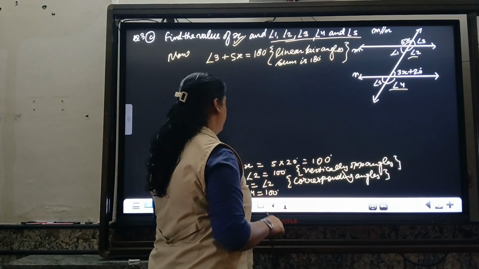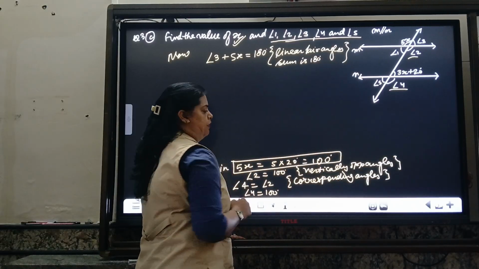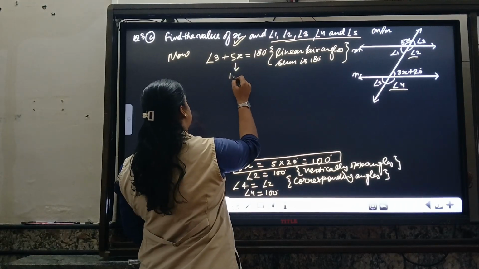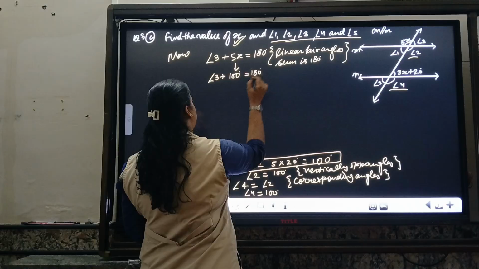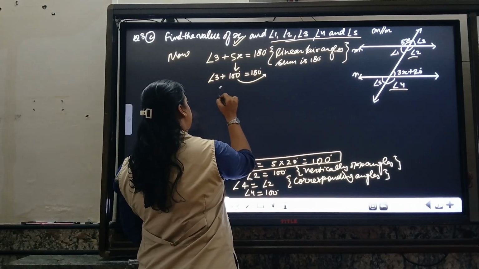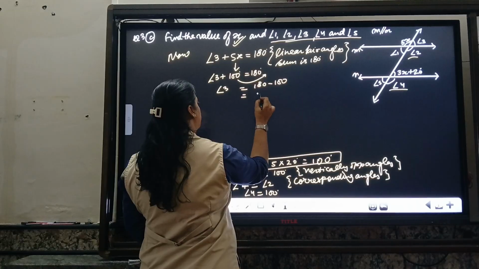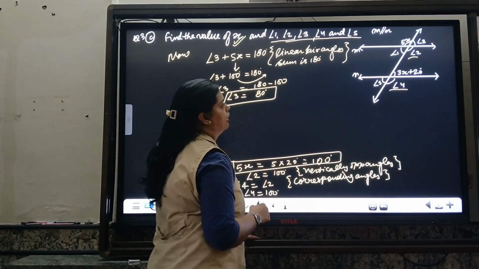So we have taken out the value of 5x. What was the 5x? 5x was 100 degree. So I will write it is 100 degree, angle 3 plus 100 is equal to 180 degree. We will transfer this towards 180. So 180 minus 100 will give you 80 degree. So what is the value of angle 3? Yes, it is 80 degree.